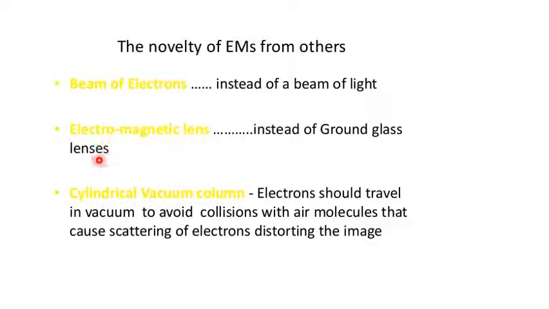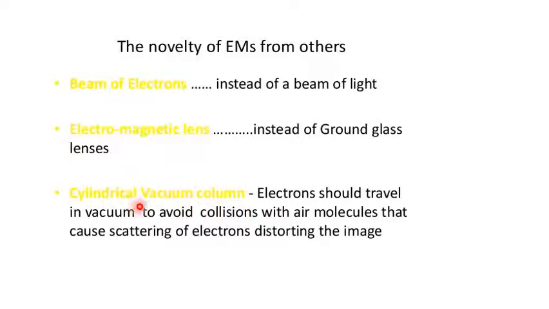Electron magnetic lenses are used instead of ground glass lenses. In place of ordinary glass lenses, here the electron magnetic lens, which is a special type of lens, is used in the electron microscope. A cylindrical vacuum column is used. We will see this later in the structure of the electron microscope.